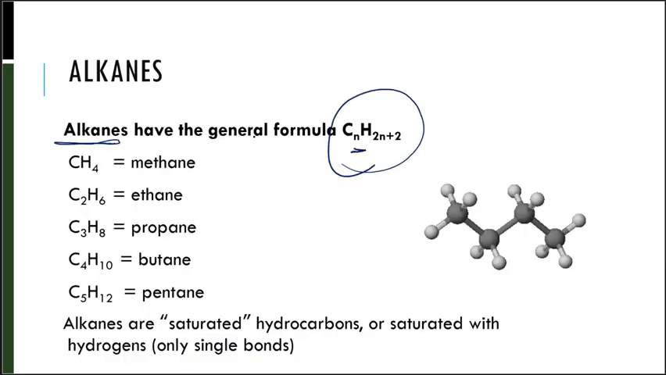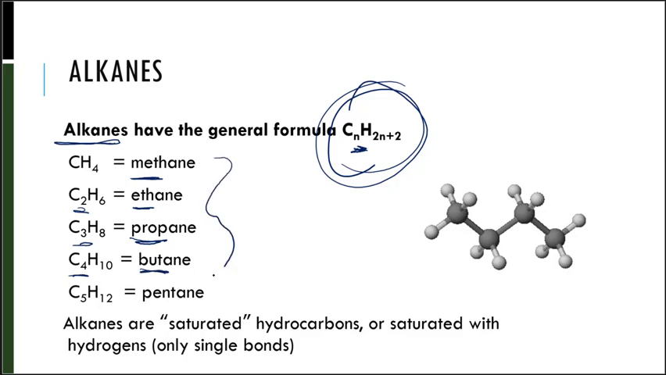Let's look at our alkanes. They have the general formula of this. We take how many carbons there are, times it by 2, and add 2. That tells me how many hydrogens I have. If I have one carbon, its name is methane. 2 carbons is eth. 3 is prop. 4 is but. And the best advice I have is to memorize meth, eth, prop, but.